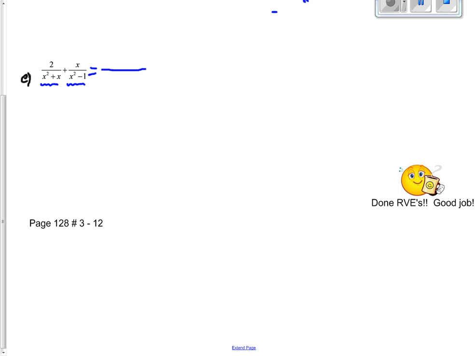So the first one, I see x squared plus x, and that has a common factor of x. When I factor out an x, I get x plus 1. Well, that's a little easier to work with. Plus x over, can I do anything with that denominator before I look for a common denominator? Yes, that is a difference of squares. x plus 1, x minus 1.